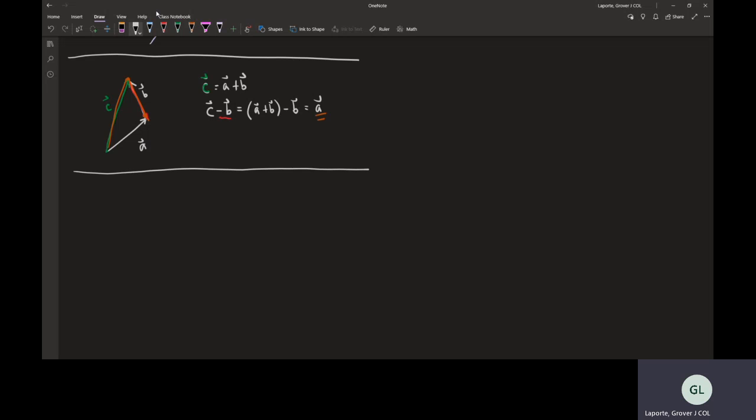The next part is talking about orthogonal vectors.